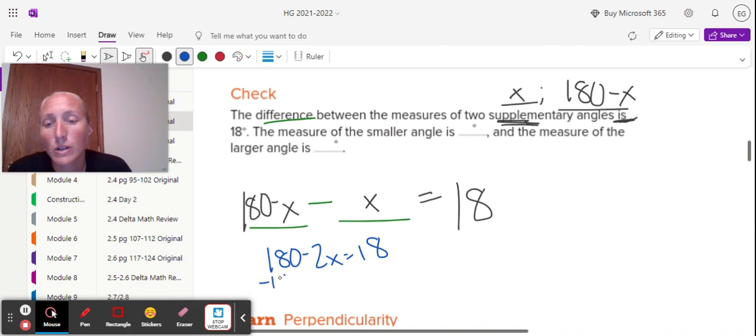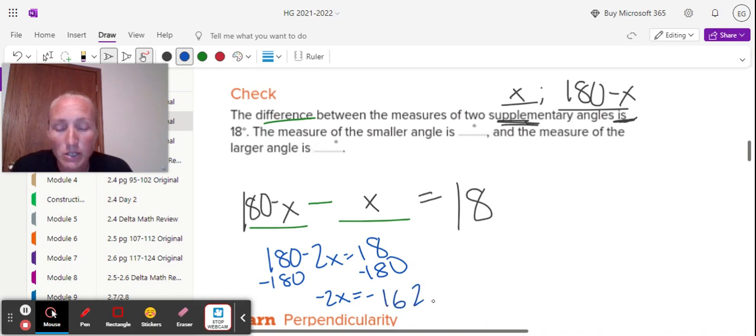I would subtract 180 from both sides of this problem. Being very careful to follow my math here, that negative 2 does not go away. This is going to be a negative number. Do some quick math here. Is it 162? I'm going to check myself. Yes. So negative 162, and then I divide by negative 2. Dividing by that negative is going to get rid of that, and this is going to give me a total of 81. So my X in this case is going to be 81.